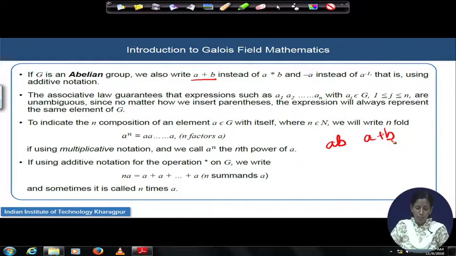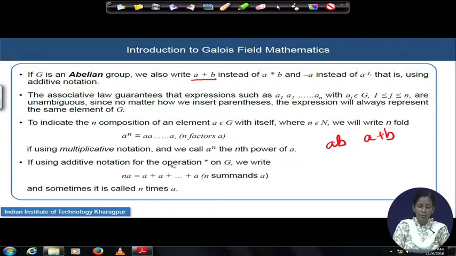Another important part to understand is the associative law, that guarantees that the expression A1 to An, the way that you are writing, where all the Aj's belong to G and j is varying from 1 to n, is unambiguous. So, wherever we insert the parenthesis, this expression will always represent the same element of G, of course.